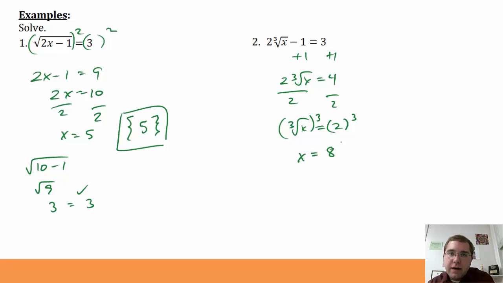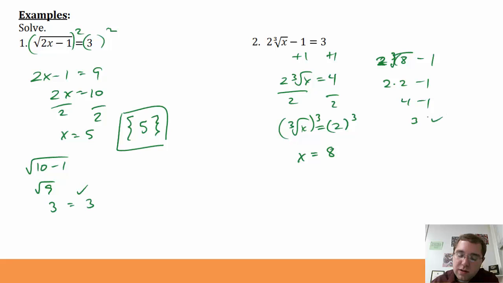I check to make sure it's not an extraneous solution. So I'd have 2 times the cube root of 8 minus 1. The cube root of 8 is 2, so that's 2 times 2 minus 1. That's 4 minus 1, and that's 3, which is what I want it to be. So it works in the equation. My solution set then is the set containing the number 8.